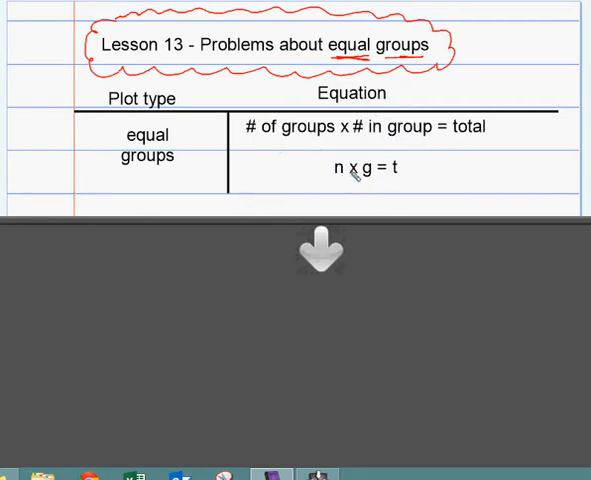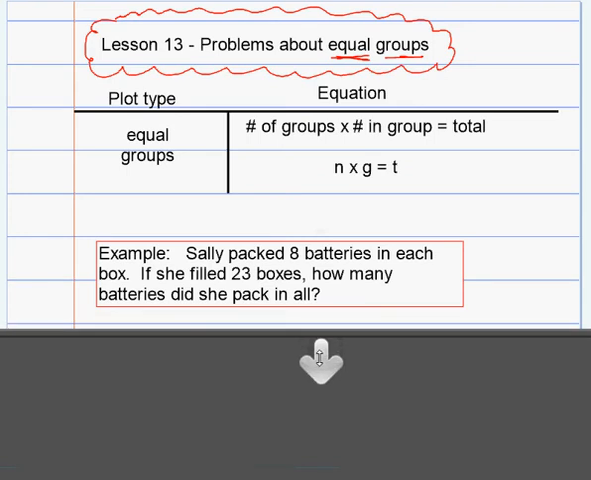So the book will use the equation n times g equals t, and remember these are all variables, so you can use whichever letter you want. Sometimes it makes sense to use the letter that stands for the item that you're looking for in your problem. Okay, so let's see a problem.